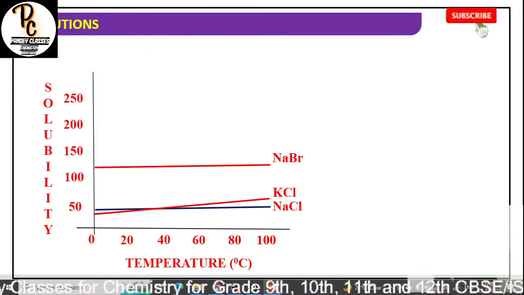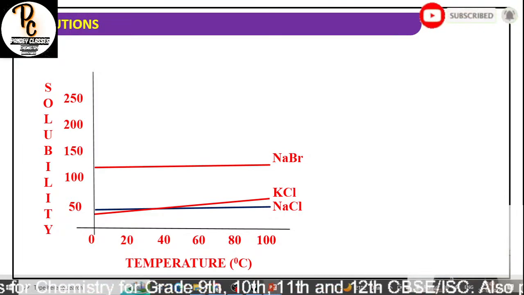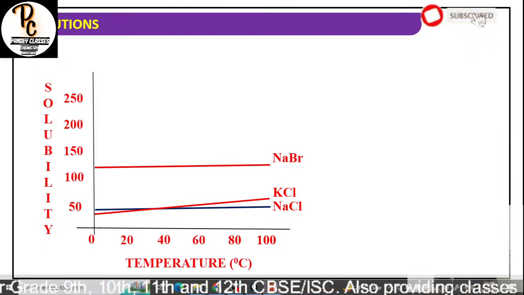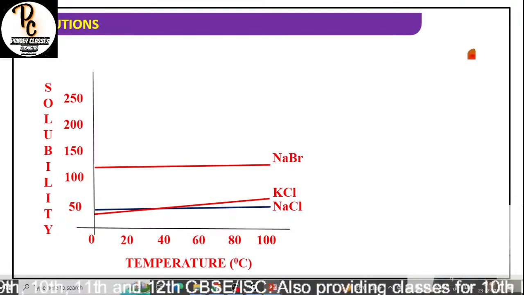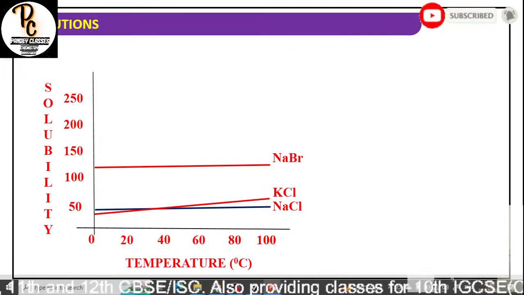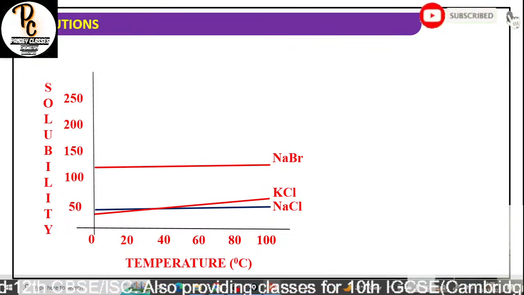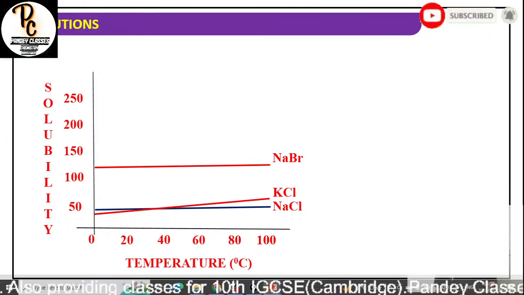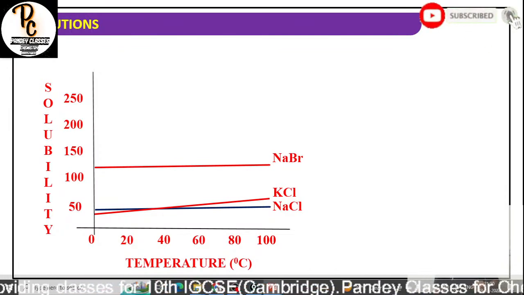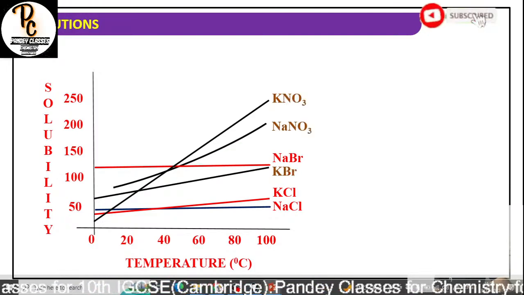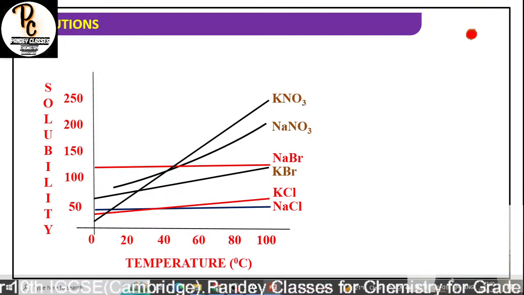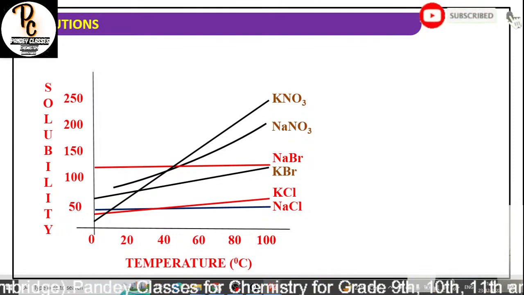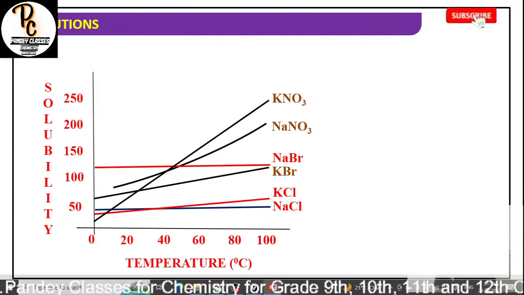Let us observe potassium chloride. As you can see, with increase in temperature, there is an increase in the amount of potassium chloride dissolved, whereas in the case of sodium chloride and sodium bromide, the amount of solute that gets dissolved is not very much affected. So it also depends on the nature of the solute. Then here we have three different cases: potassium bromide, sodium nitrate, and potassium nitrate. If the temperature is increased, there is a drastic change in the solubility.